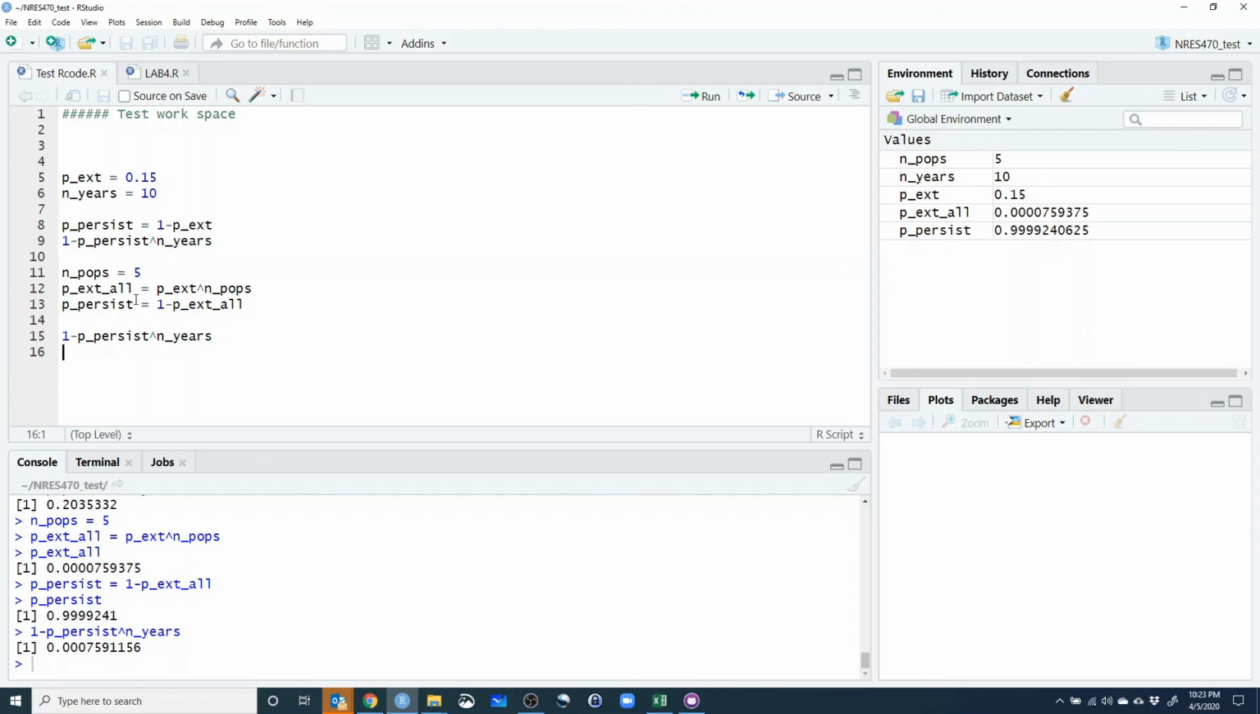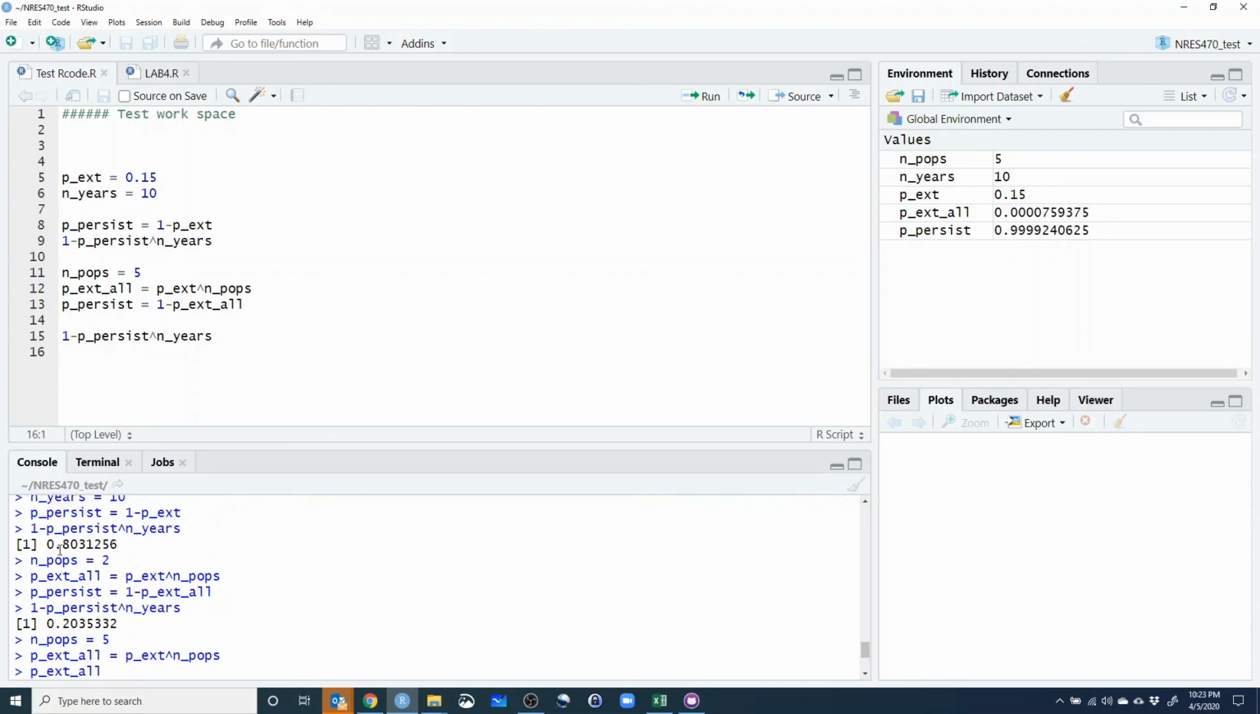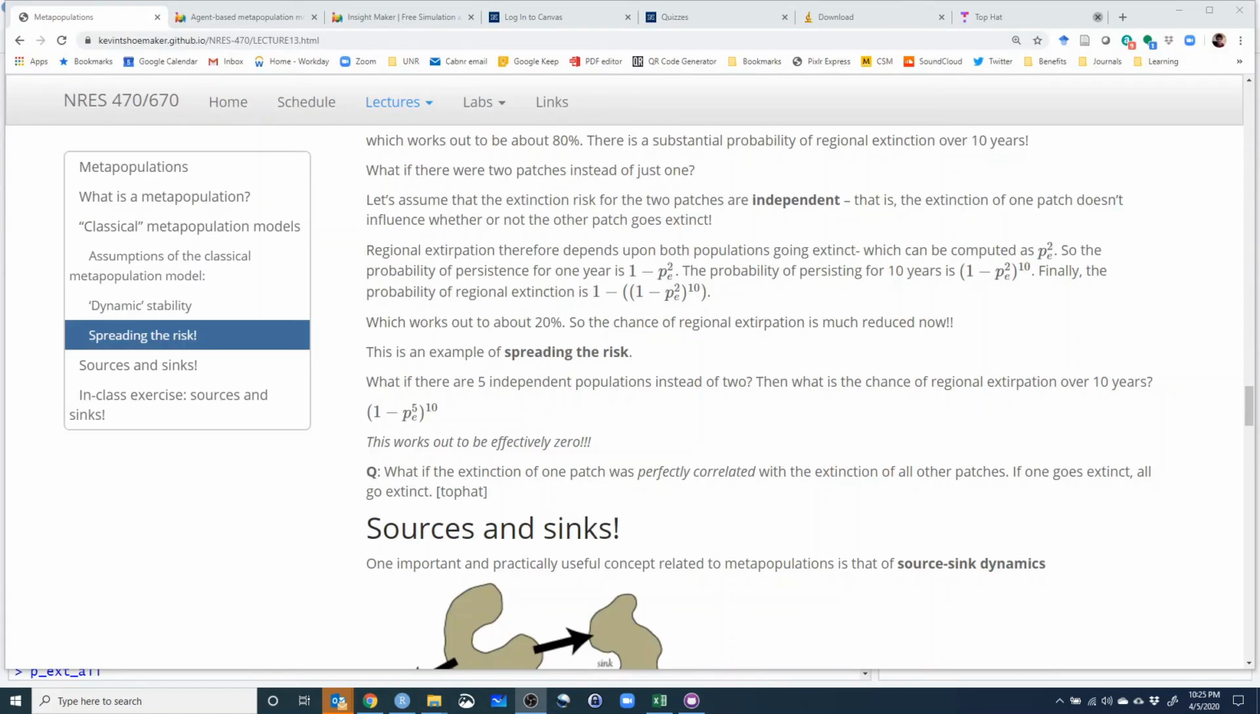When there was just one population in the landscape, the risk was very high, right? We had about an 80% risk that the metapopulation would go extinct in that case. So more populations, spreading the risk, reducing the chance that everything will go extinct, which is a really important point in conservation biology. All right, one more top hat question before we end this lecture.